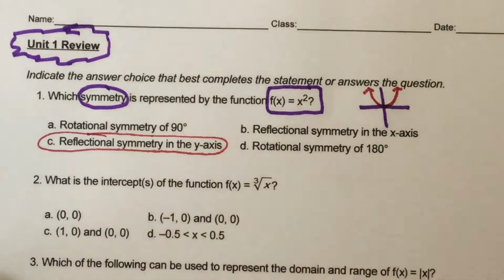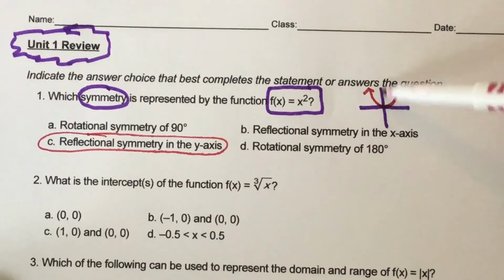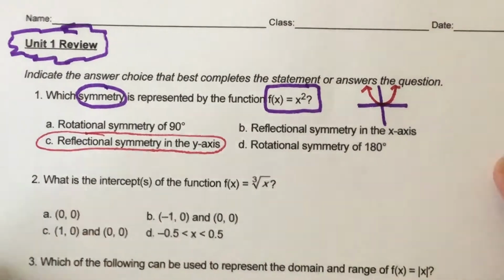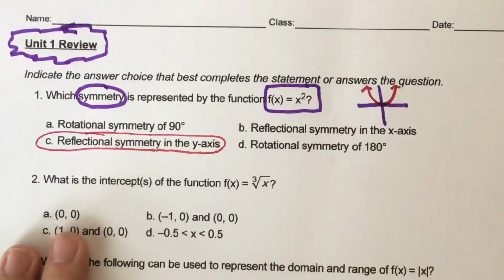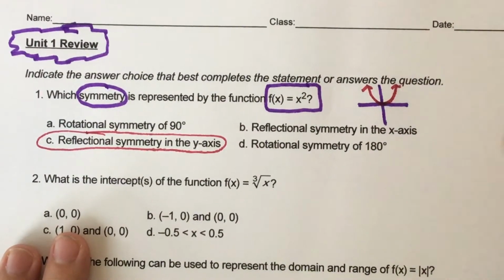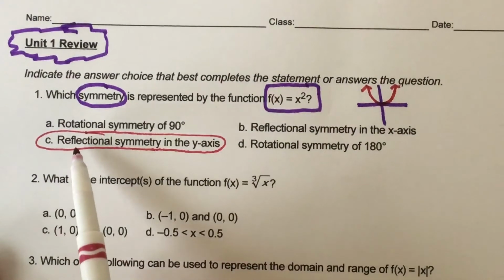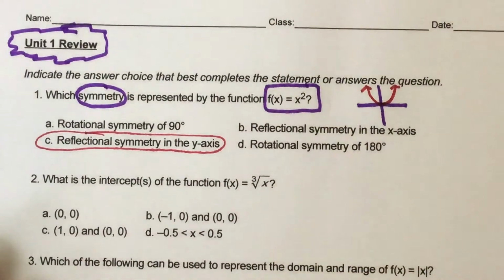It's reflectional symmetry in the y-axis, which means the graph is a reflection over the y-axis. If you were to fold this paper on the y-axis, the left side of the graph would lay on top of the right side. So that is a reflection in the y-axis.